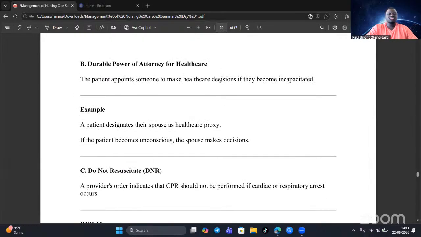Now, the next type of advance directive is the power of attorney. With power of attorney, the patient appoints someone to make healthcare decisions if they become incapacitated. And the decision is about one, finance, and two, health. So we have power of attorney for health and power of attorney for finance.